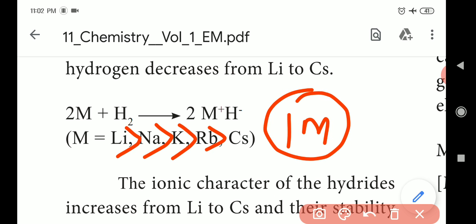Listen carefully. Write the increasing order or decreasing order of the reactivity of alkali metals with hydrogen. Lithium readily reacts with hydrogen. Then we compare sodium, potassium, rubidium, and then cesium. Cesium reacts very slowly with hydrogen, and they produce metal hydride. This is the order, a very important thing: the reactivity order of metals with hydrogen.